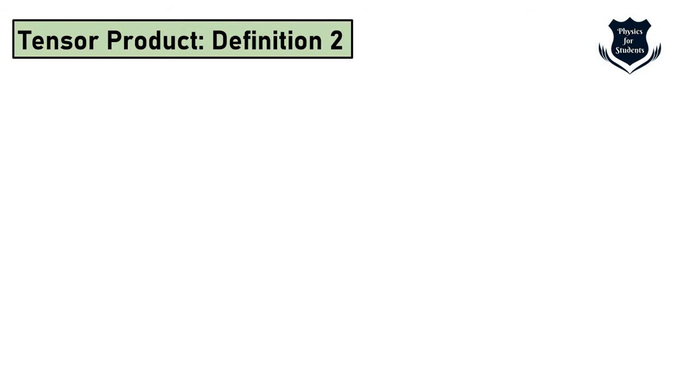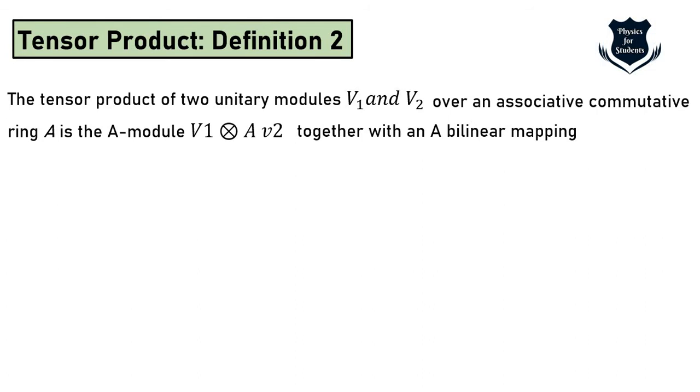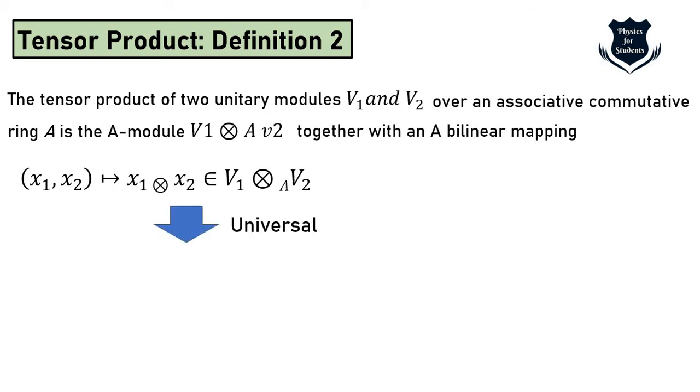The second definition of the tensor product which we are going to explain is related to group theory, because group theory closely deals with the intricate details of tensor products. So the tensor product also comes into play when we are dealing with group theory. This is a nice definition which you can read on your screen, which I am not going to read again. It is quite self-evident: the tensor product of two unitary modules V1 and V2 over an associative commutative ring A is the module V1 tensor over A V2 together with a bilinear mapping. So the tensor product of the two unitary modules is given by this, and the above equation is always universal in the following sense.